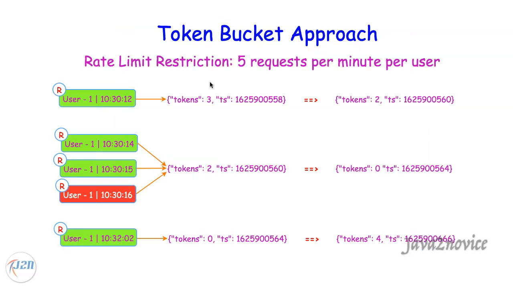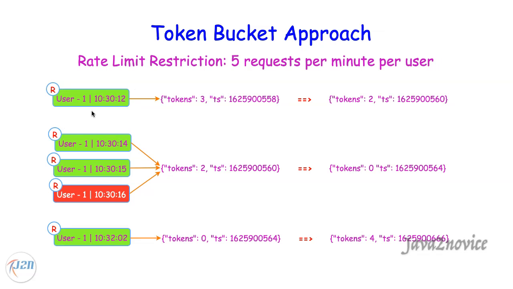Whenever any new request arrives from a user, a rate limiter fetches the hash from the Redis. In our example, the hash is based on user ID. It verifies the available token count first. It accepts the request only if the available token count is not 0. In our example use case, let's assume that the rate limiter is allowing 5 requests per minute per user.